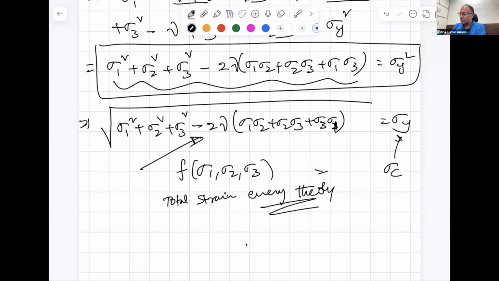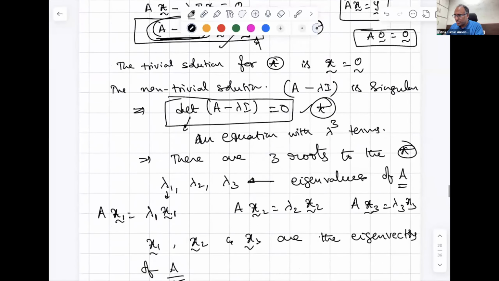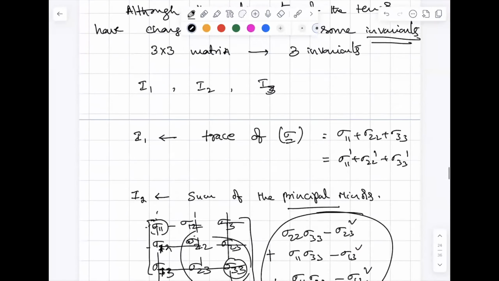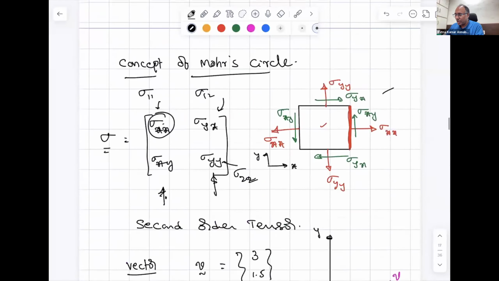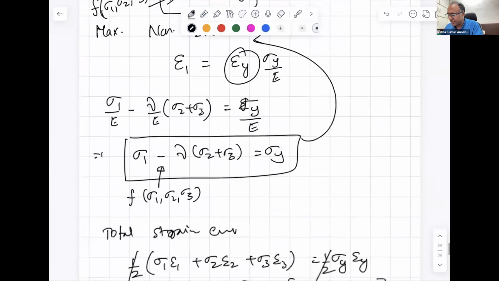Any questions here? Sir, one small question. These three failure theories, they are only applicable for linear behavior, right? We are assuming, as I have told you in the very beginning, that the material is assumed to be homogeneous and isotropic and linear elastic. Okay, got it. If those assumptions are not there, then these things may change a little bit.